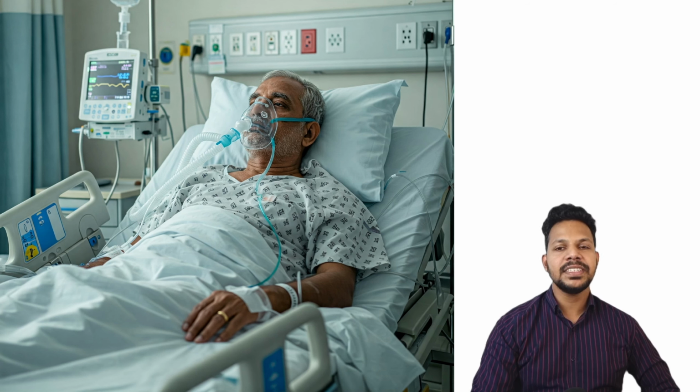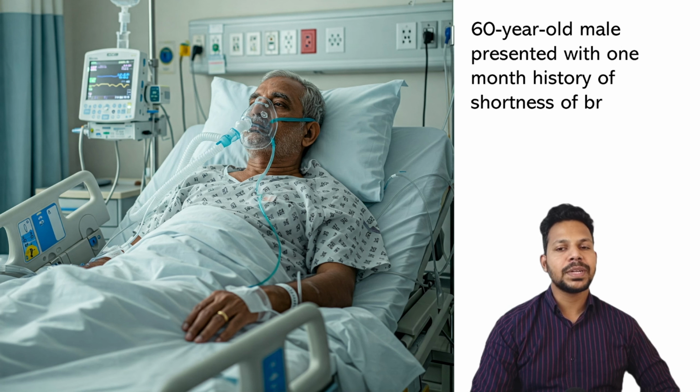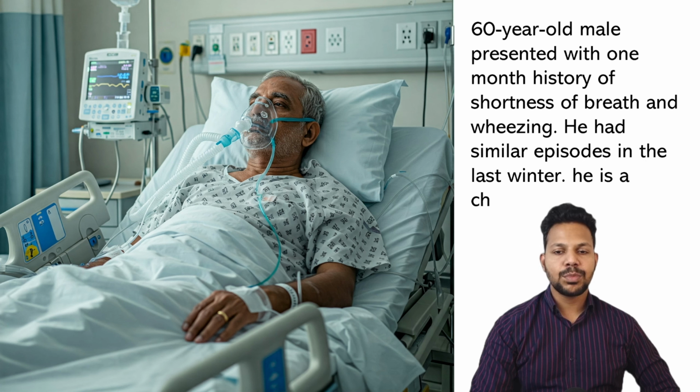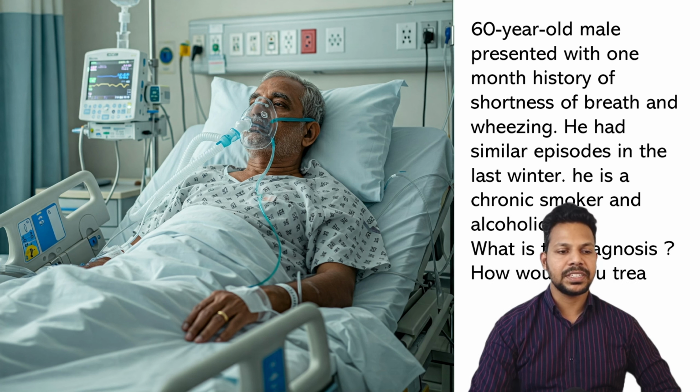Today we have this 60-year-old male who presents with 1 month history of shortness of breath and wheezing. He had similar episodes in the last winter. He's a chronic smoker and alcoholic. What is the diagnosis and how would you like to treat this patient?